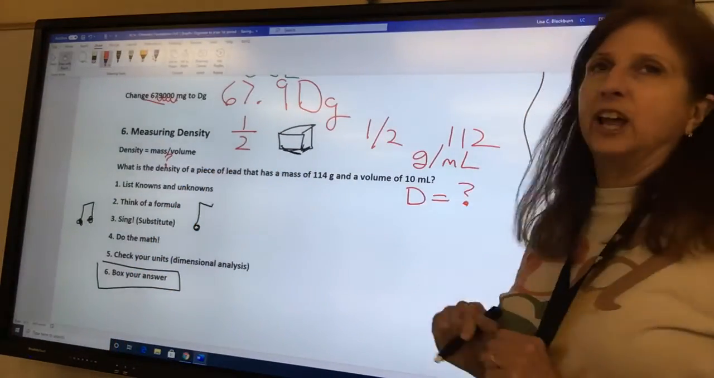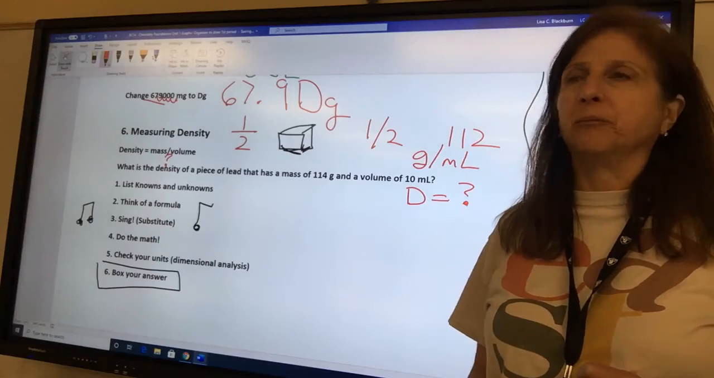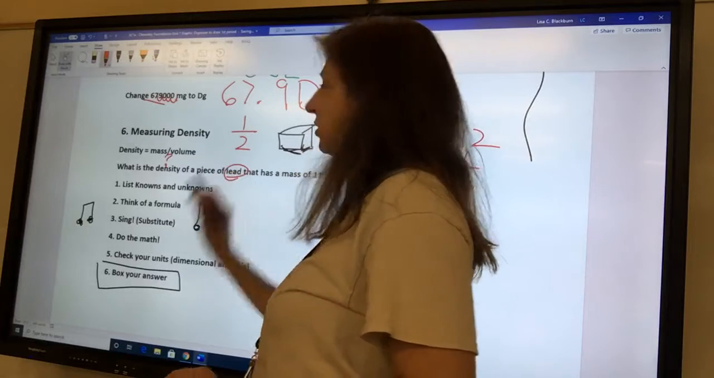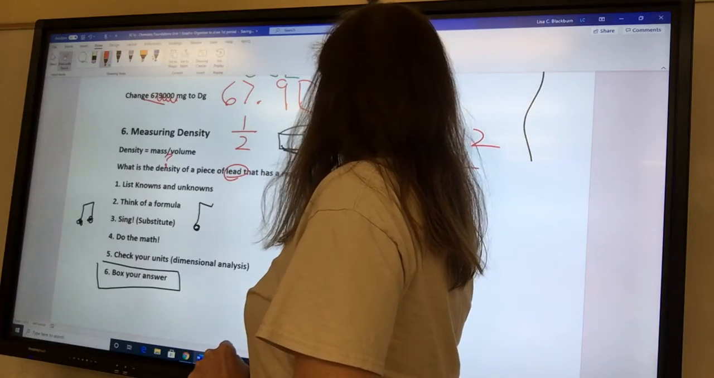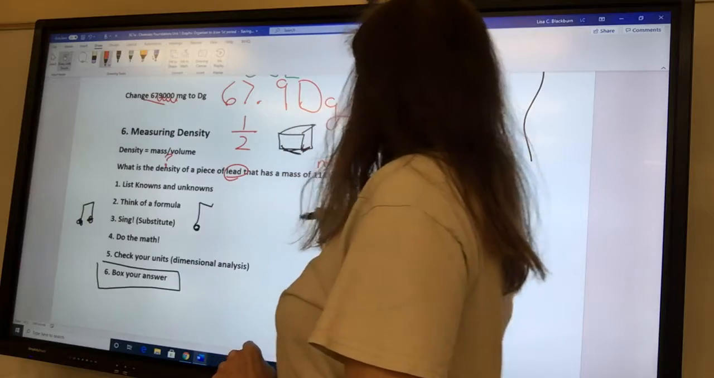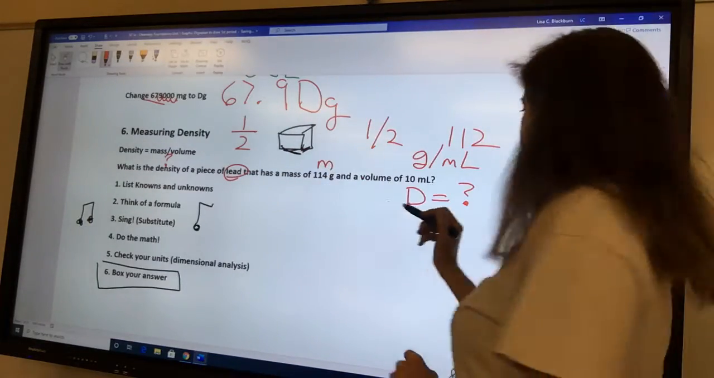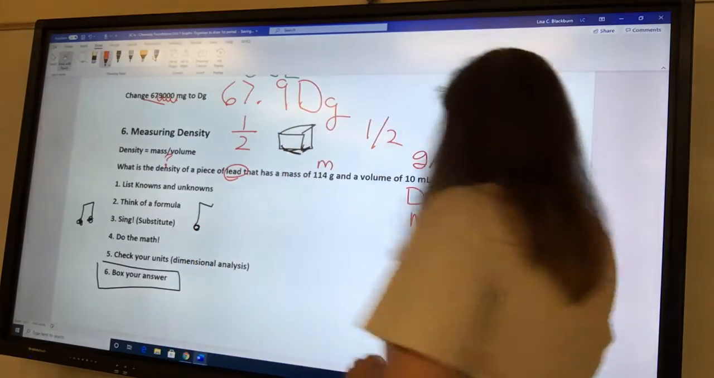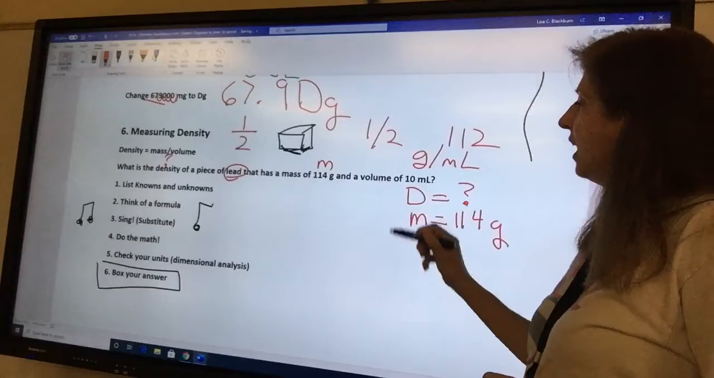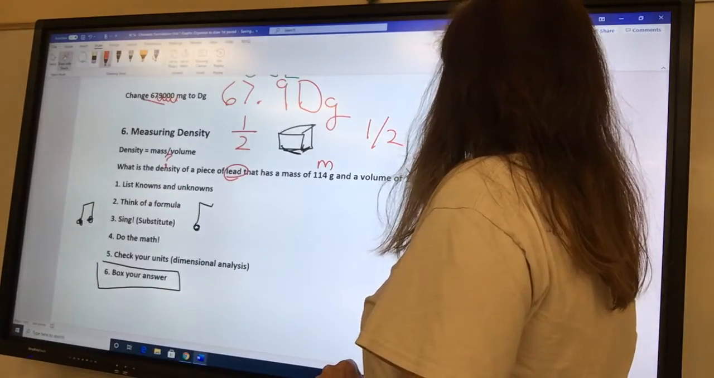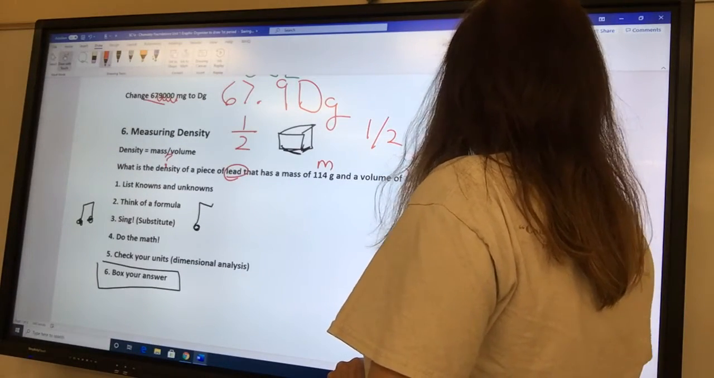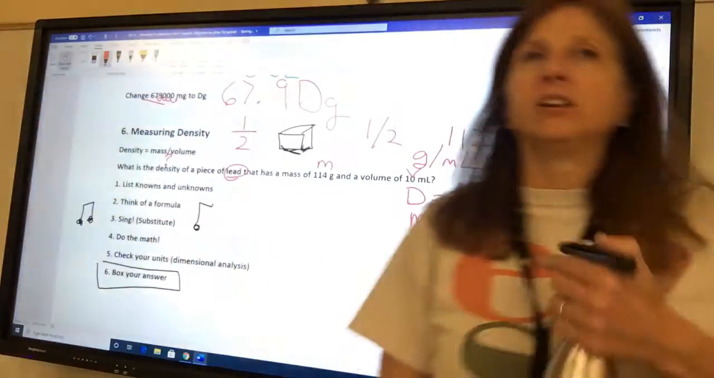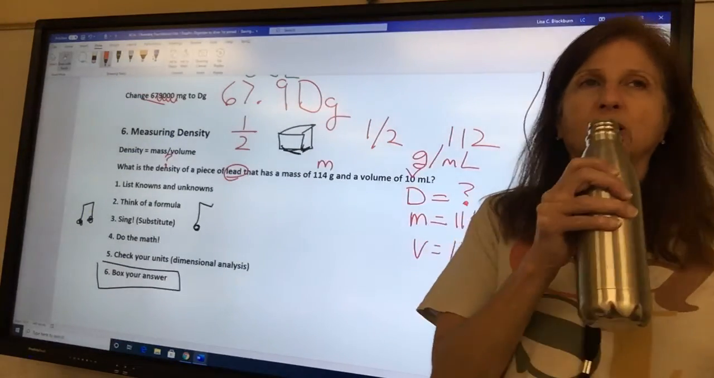I make a list of my knowns and unknowns as I read the problem. Okay? Of a piece of lead, that could be important, not sure, so I'm going to circle it, that has a mass of 114 grams. So I've identified what mass is, so I'm going to write it over here. Mass equals 114 grams. I write the number and the unit, and a volume of 10 milliliters. So I'm going to identify that. Volume equals 10 milliliters. Okay, any questions so far? So identify your knowns and unknowns. Any questions?